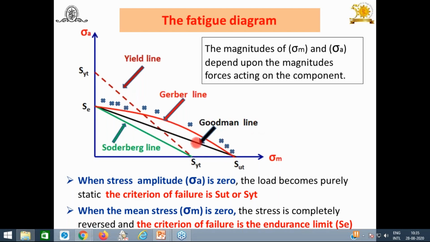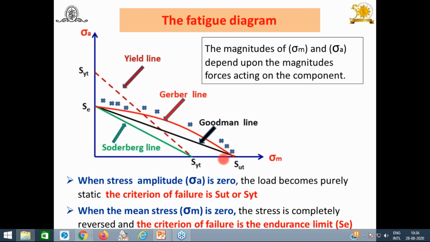And the third line, like Goodman, but you will find it has a parabolic nature here. This curve is having a parabolic nature. The parabolic curve joining SE on the Y axis and SUT on the X axis is known as the Gerber line. Try to understand. So this is about the three lines.